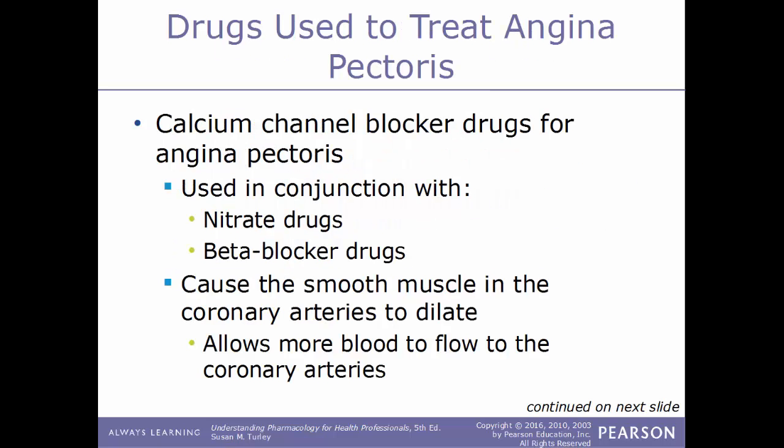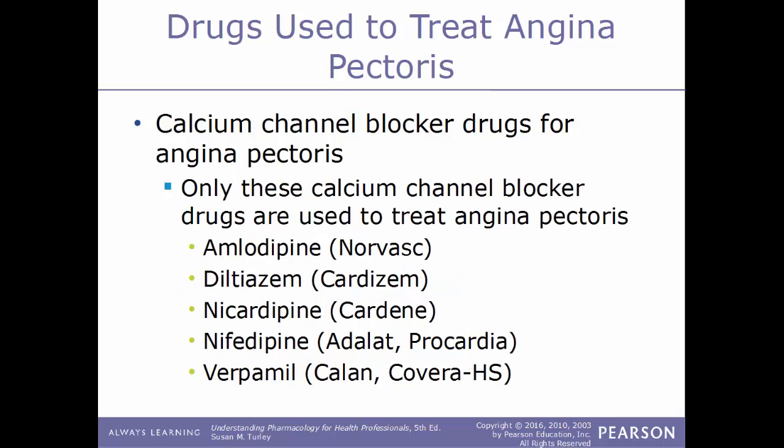Another class of drugs that's used to treat angina pectoris are calcium channel blocker drugs. These are used in conjunction with nitrate drugs and also beta blockers. They act by causing the smooth muscle in the coronary arteries to dilate, which will allow more blood to flow to the coronary arteries. Only these calcium channel blockers that are listed here are used to treat angina pectoris.